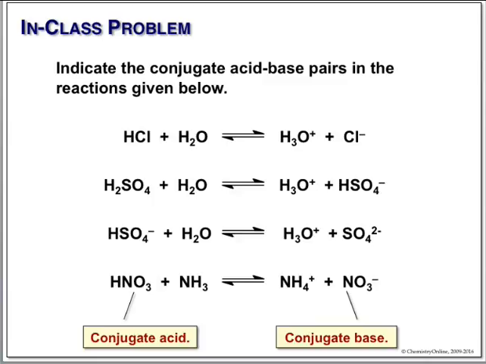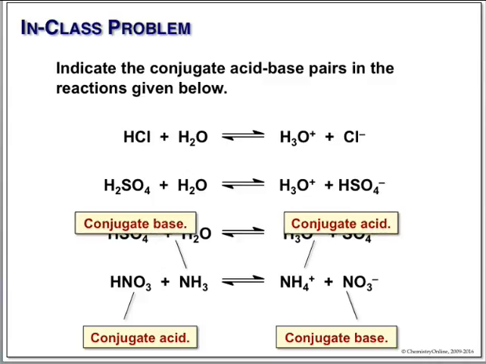Because if we started with this side of the reaction, what would be the proton donor? Who's donating the proton? Who's the acid? It's going to be ammonium, because it's going to donate the proton back to nitrate to form ammonia and nitric acid. So in this direction, this is the conjugate acid, and that's the base.